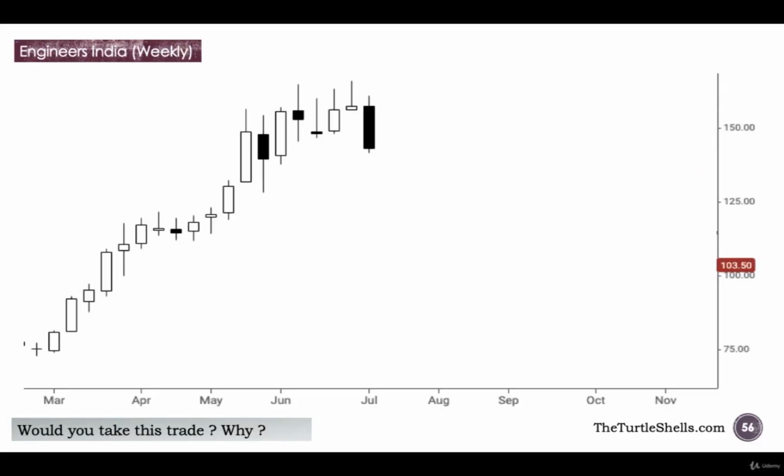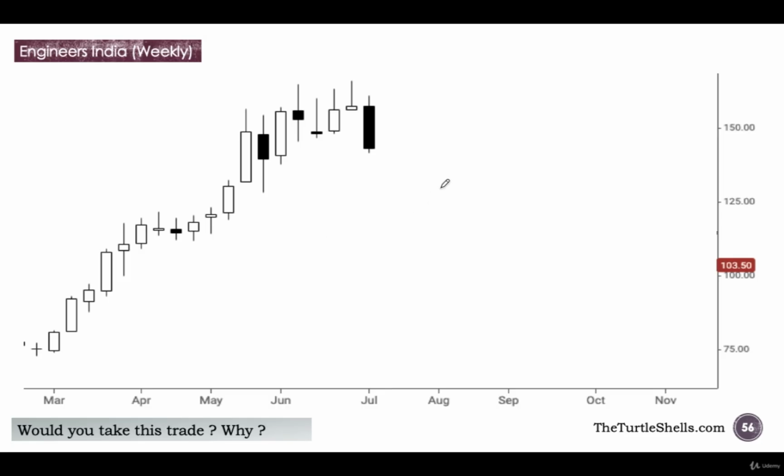Alright, quiz question. I see multiple signals on this chart. I want you to do that as well. So have a look at this chart, pause the video, analyze it. Let's come back and discuss it. Okay?